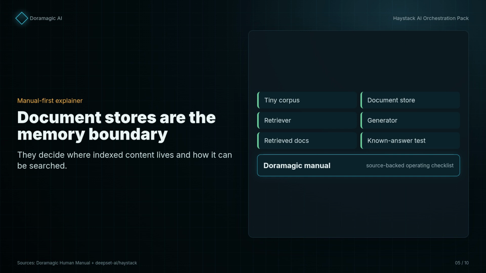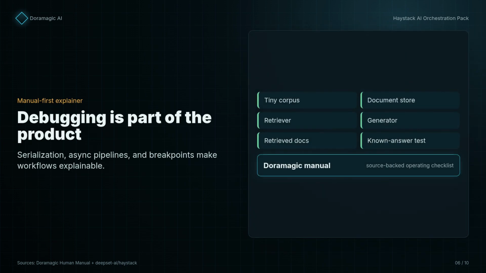The manual also points to async pipelines, serialization, debugging tools, and pipeline breakpoints. Those are not side features. They are how a team keeps a RAG system explainable when it moves beyond a notebook demo.